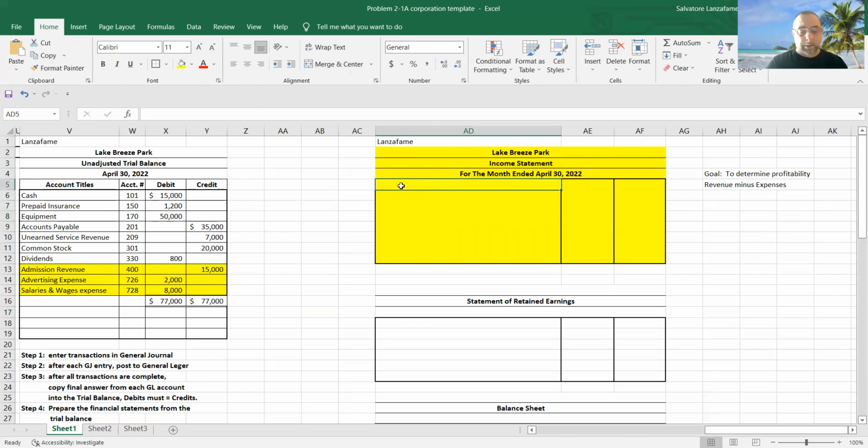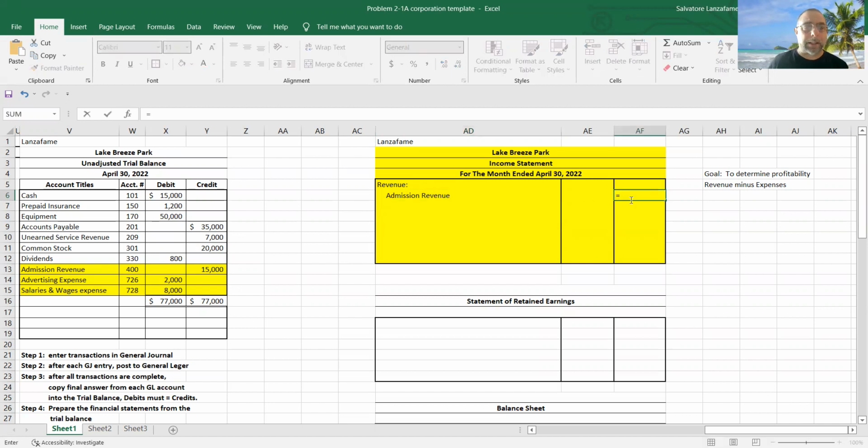All right. So here goes. We're going to start off by putting the heading revenue, followed by a colon symbol. That colon symbol says, get ready to indent a list of all of your revenue accounts. Well, we only have one in this case, and that's admission revenue. I need to indent that list. And the amount is $15,000.